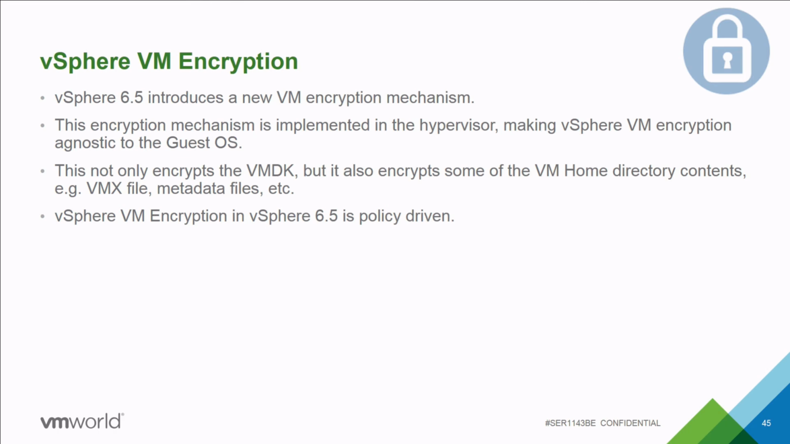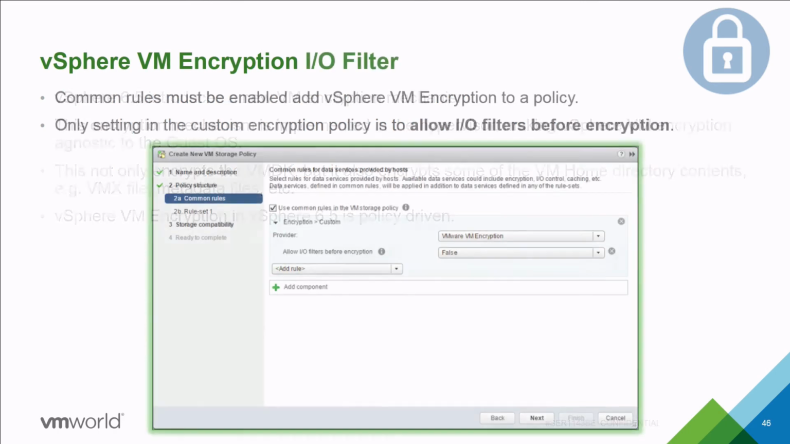And again, of course, it's policy driven as well. So just to show you that very quickly, there's very little that you can edit within a rule for VM encryption. The only thing you can do is that if you have multiple I/O filters, so for instance, you have storage I/O control, you have now VM encryption, and maybe you're using some of the third-party ones like cache acceleration or replication, you can actually decide where in the virtual machine I/O path each filter is applied. So that's pretty much the only thing you can modify here.